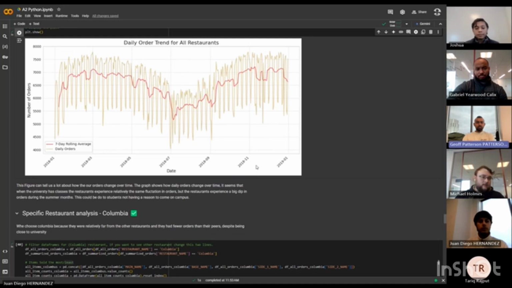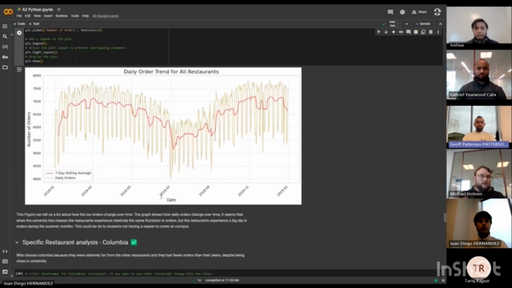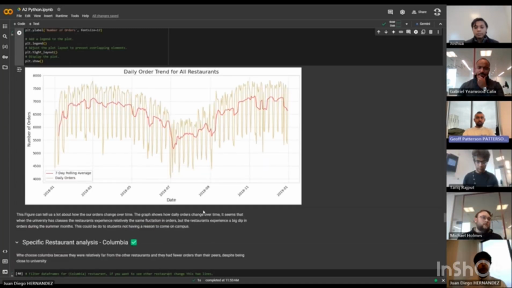time. It seems that when the university has classes, the restaurants experience a relatively same fluctuation in orders, but during the summer months, you see a huge dip. This is more than likely because students don't have a reason to come to classes, make the trip out there to get their food, things like that.